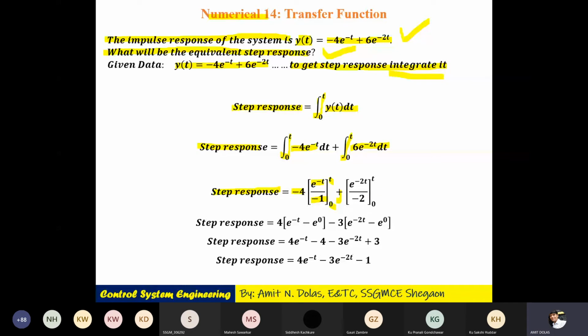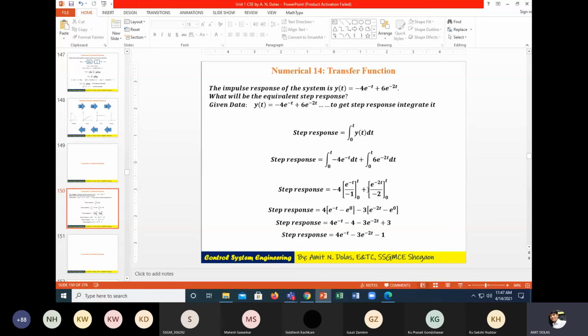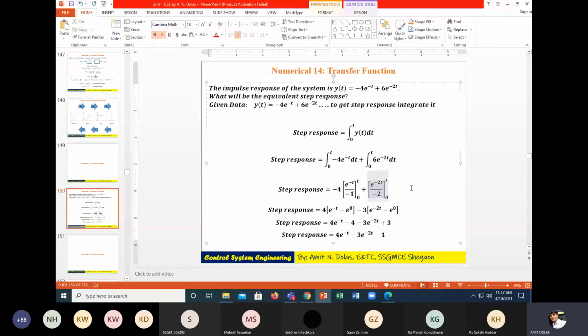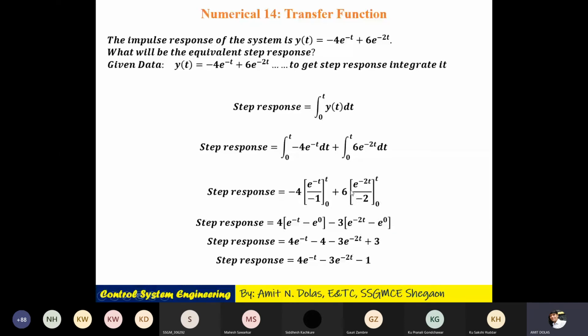Wait a minute. Am I right? Yes, I need 6 here. Yes or no? Yes. Yes, sir. So while copying and pasting, I forgot it. So again, highlighter, 6 common.